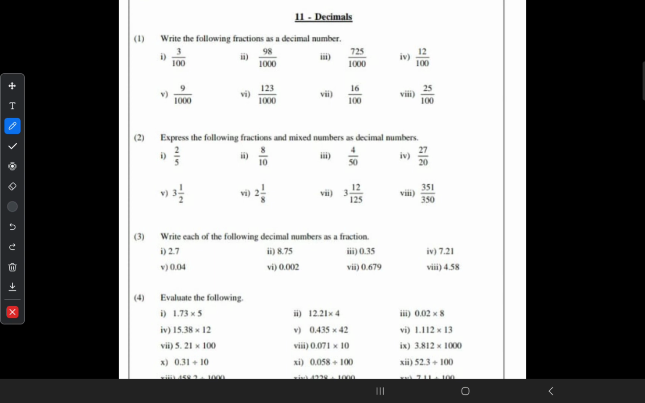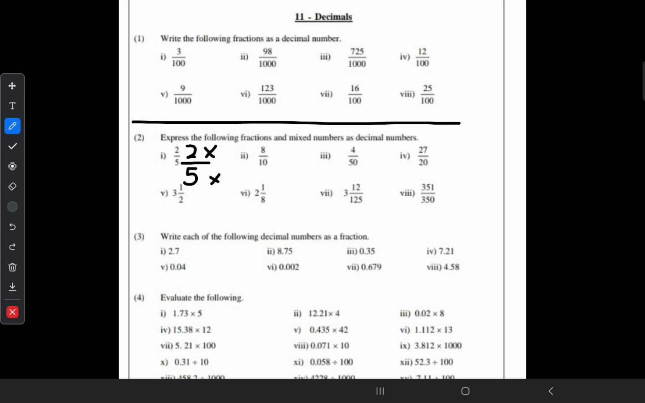Express the following fractions and mixed numbers as decimal numbers. In this case, what you need to do is change your fraction. In a fraction, the denominator should be converted to a power of 10. For that, for your first one, we have 2 upon 5. Now, when you multiply 2 upon 5 by 2.